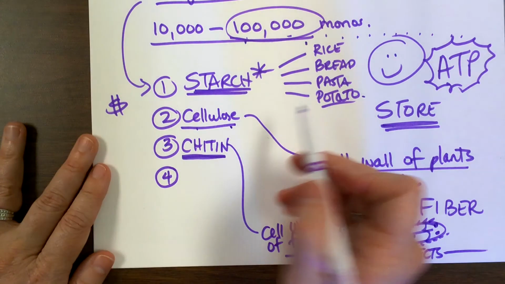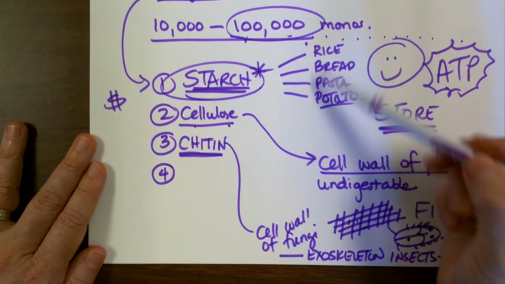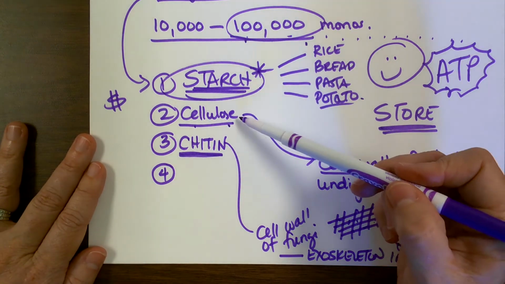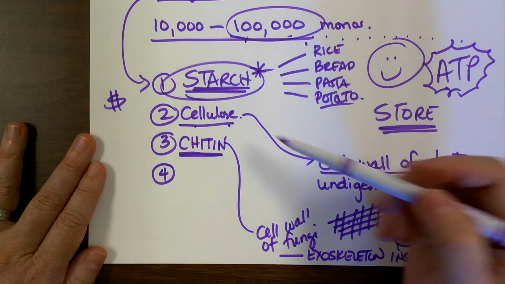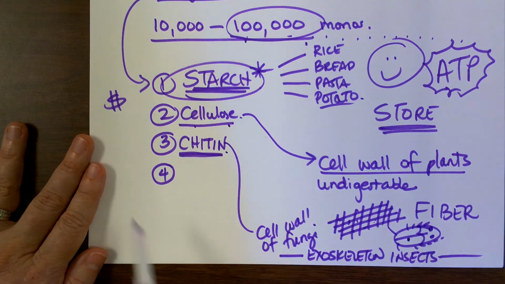Yum, I know. All right, so still, most of us are going to stick with our starches. All right, so starch, most common, where you get the most calories. Cellulose in the cell wall, undigestible, so you're not getting a whole lot of calories from it. Chitin is just another polysaccharide that you're going to find in the cell wall of a fungus and an exoskeleton.